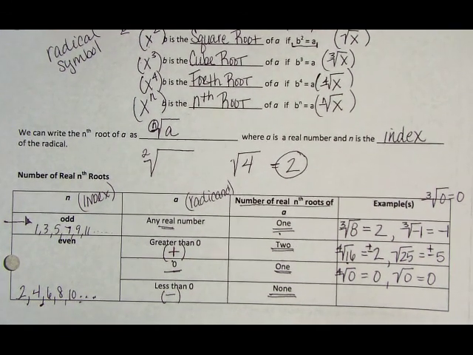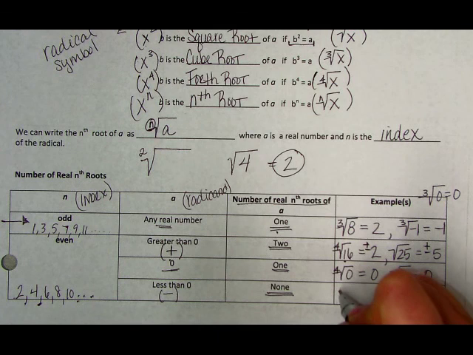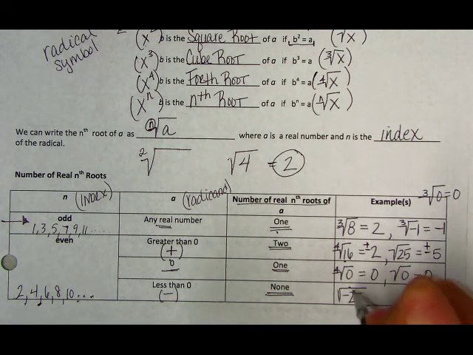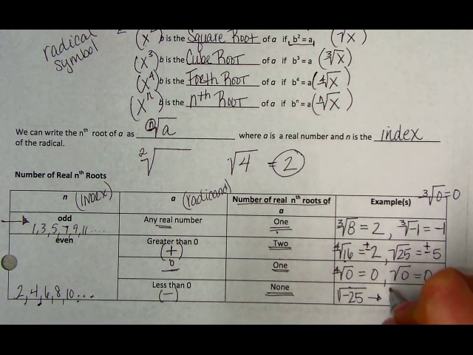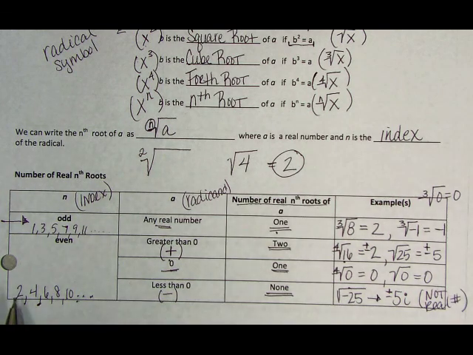And you guys can remember this back to what we talked about in Unit 2, or I think it was Unit 1, when we talked about imaginary numbers. If I have the square root of negative 25, we know that we can't take the square root of a negative number, so this would give us a positive or negative 5i, which we know to be not a real number. So anytime that you have an even index with a number less than 0, which is a negative, we will not have any real solution.